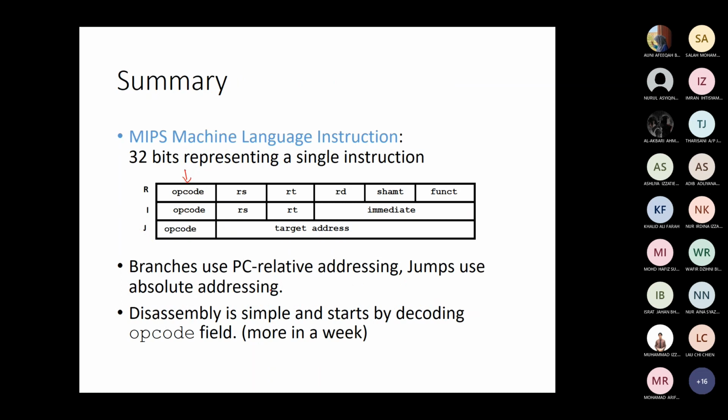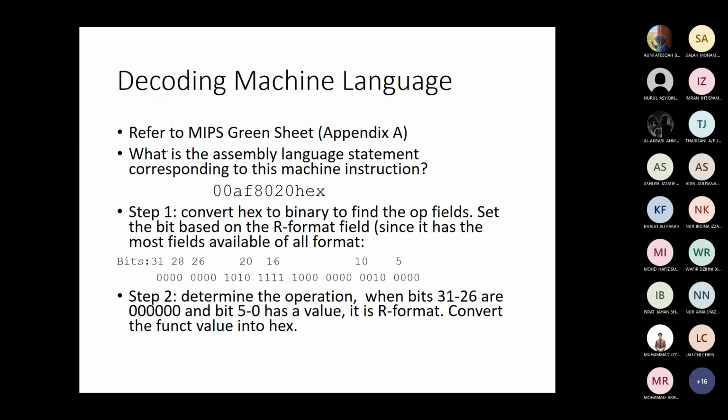Let's say you are given a binary number or maybe a hex instruction, and asked what is the assembly language statement corresponding to this machine instruction. Now you need to become Neo again and try to decode this machine instruction. First count the numbers: 1, 2, 3, 4, 5, 6, 7, 8. So now you have 8 hex digits, and 8 times 4 is 32 bits of instruction. So you can consider this an instruction.